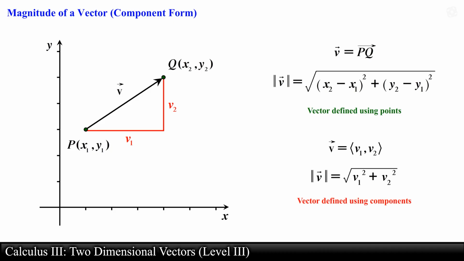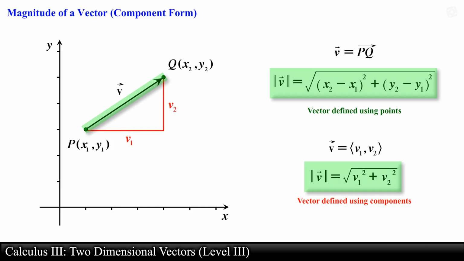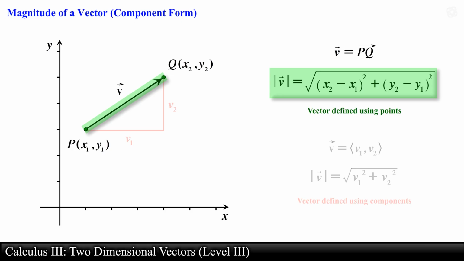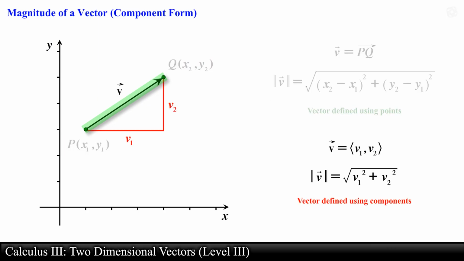In other words, the length, or magnitude, of a vector v is found by taking the square root of the vector's x component squared plus the vector's y component squared, as follows. We now have two distinct ways to find the magnitude of a vector, and both involve the use of the Pythagorean theorem. If a directed line segment is represented by an initial and terminal point, we use the first formula. If the vector is represented in component form, then we use the second formula.